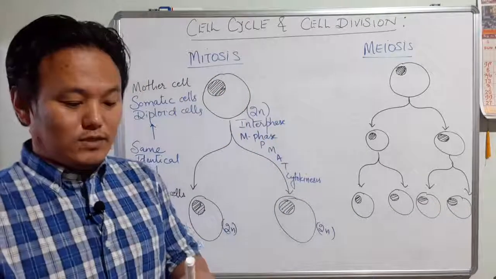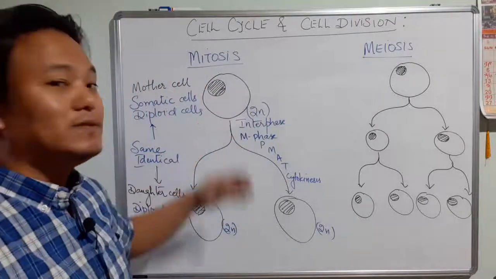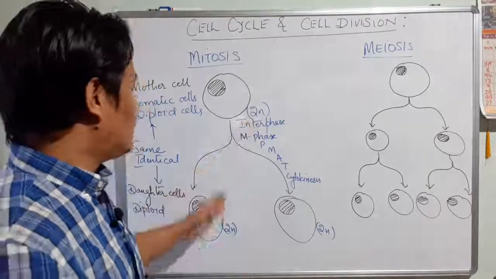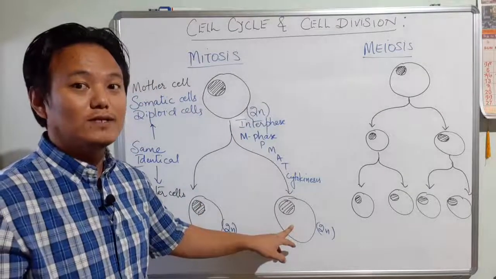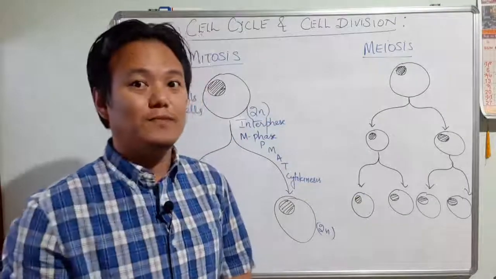So the general difference: mitosis happens in a single step. It gives rise to 2 daughter cells in one single step. Whereas meiosis occurs through 2 steps.